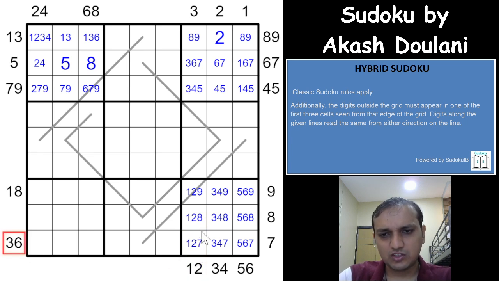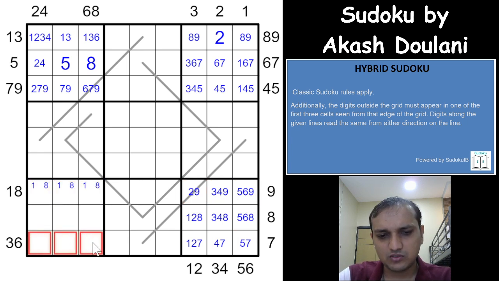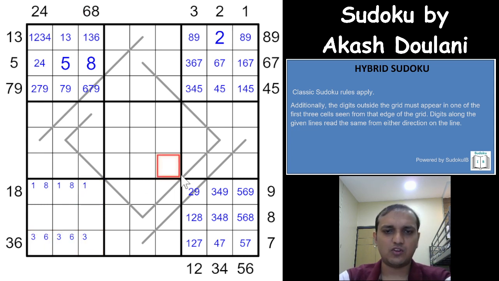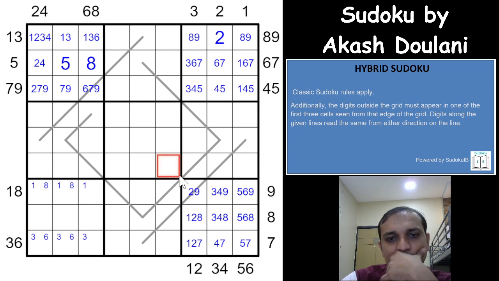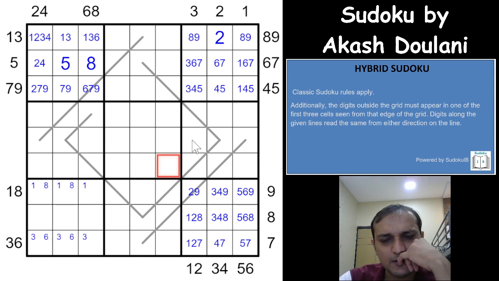So both 3 and 6 cannot be here. So which means 3 cannot be here, 6 cannot be here. Both 1 and 8 cannot be here. So 1 cannot be here. So 1 and 8 would have to be in one of these 3 cells. 3 and 6 would have to be in one of these 3 cells. Both 6 and 8 cannot be here. So this is not a 6. This is not an 8. Right? And now with that, we have completed the first part of the Sudoku.